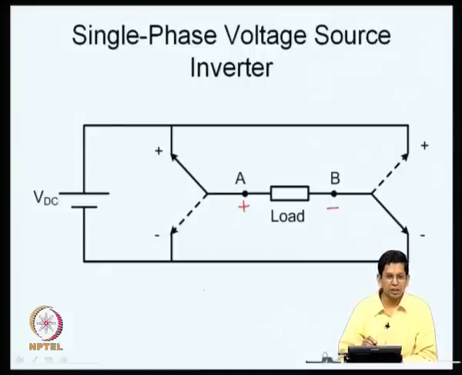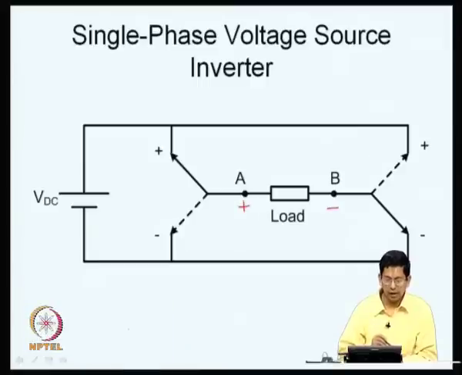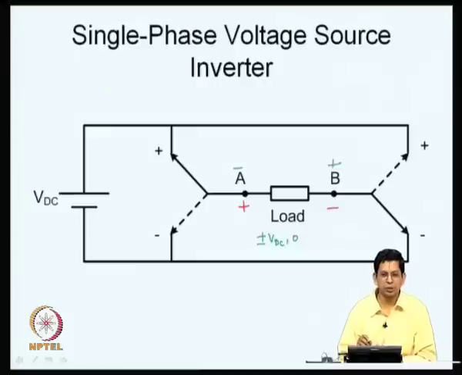If the switches are connected the other way, as shown by these dashed lines, then you can have B positive with respect to A. If both the switches, let us say both A and B, are connected to the top DC bus, or both of them are connected to the bottom DC bus, then the voltage across the load can be 0 too. Thus, you have voltages of plus minus VDC or 0. These are the three different instantaneous voltages possible across this.